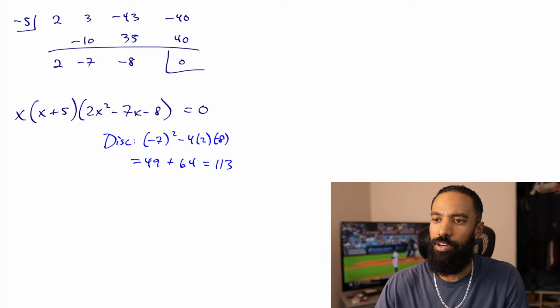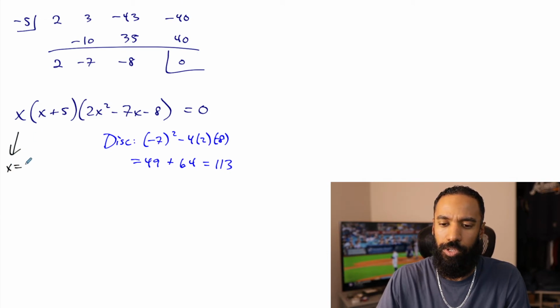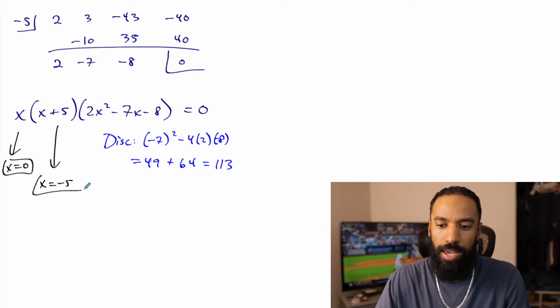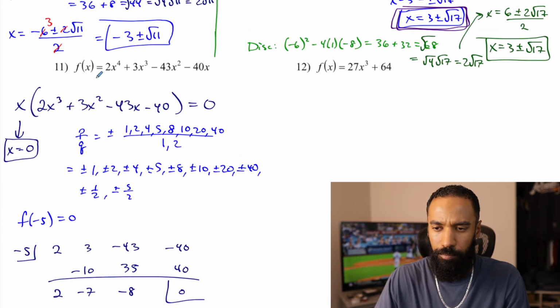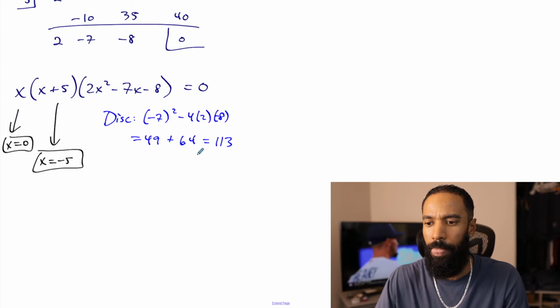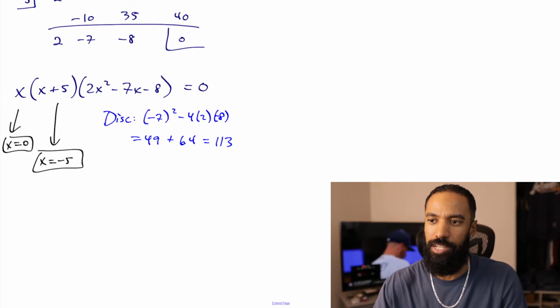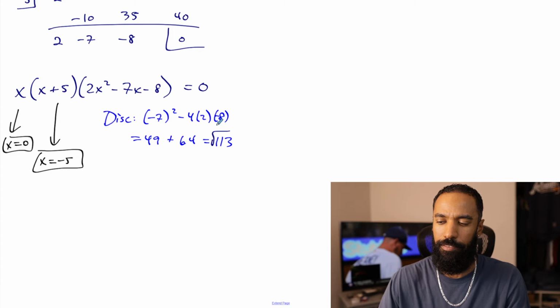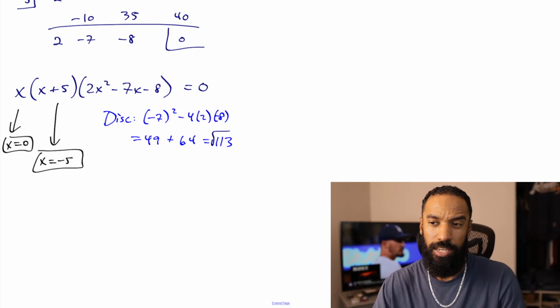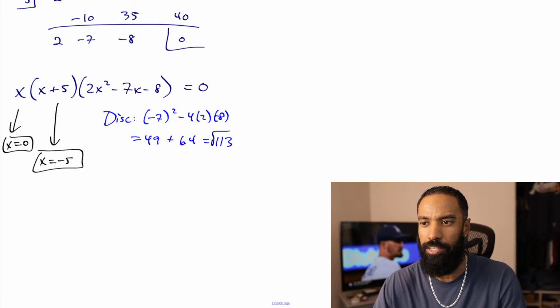All right, so anyway, as far as solutions go, we mentioned x equals 0 as one of them, and x equals -5 we also found as one of them. The rest in this quartic, the last two, are irrational because it is a positive non-perfect square right there. So square root of 113, I think it's a prime number as well, so I can't simplify.